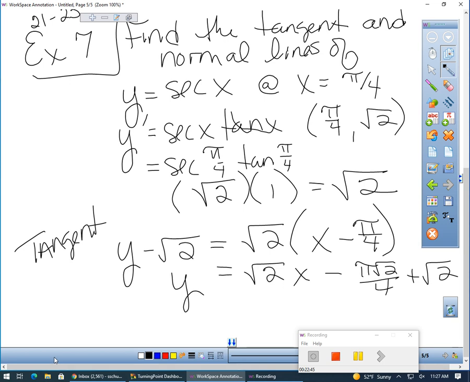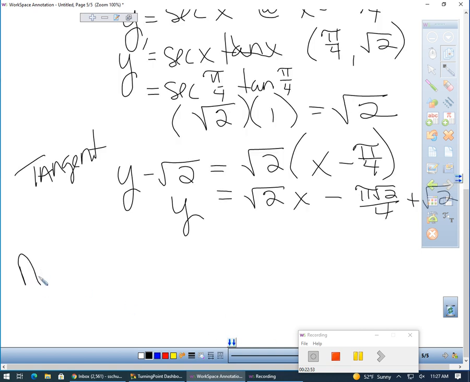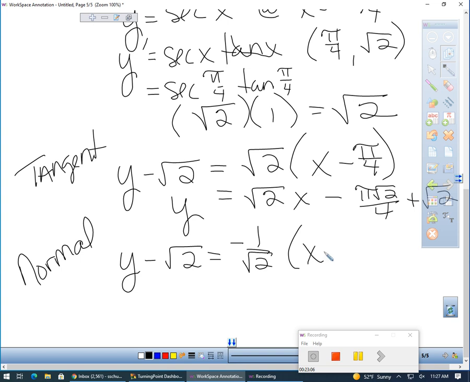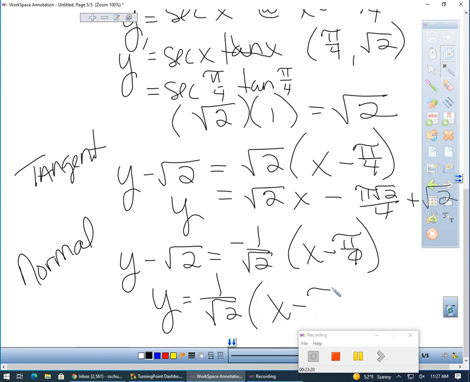Okay? Which way would you guys like to do it? Just leave it like this? Leave it and plus root 2. Okay, so let's do that for our normal line. And normal means that it's the reciprocal. Very good. So we have y minus root 2 equals negative 1 over root 2 times x minus pi over 4. And guess what? In calculus, we can leave it that way, except we just got to add a root 2 to the other side. So y equals negative 1 over root 2 times x minus pi over 4 plus root 2.